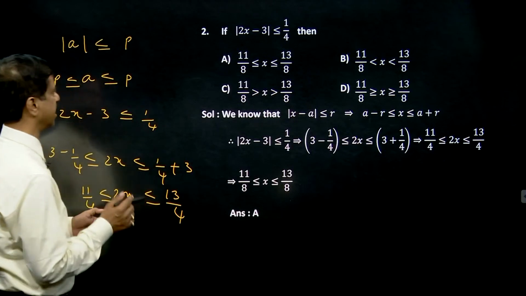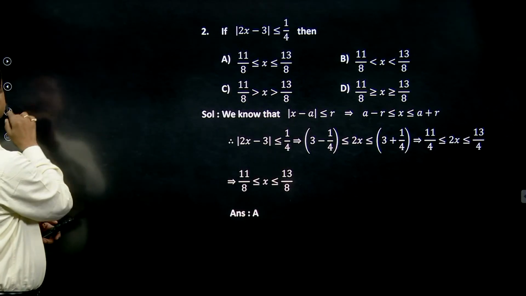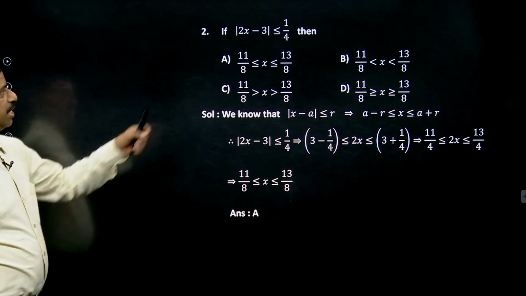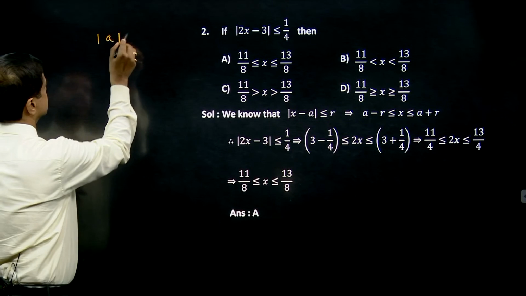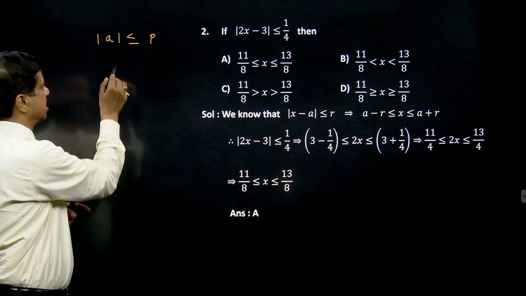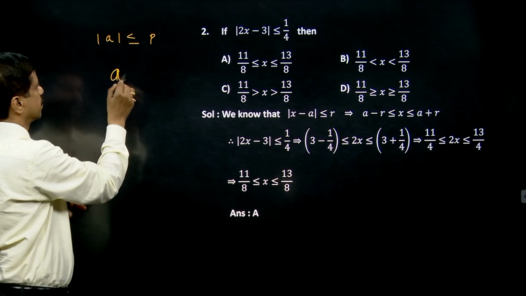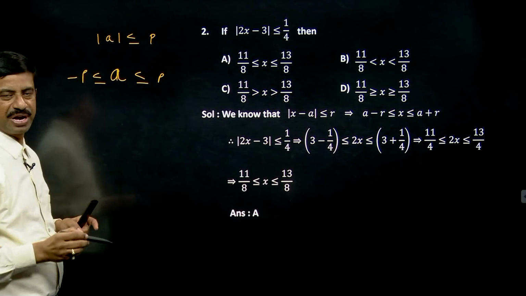Yes, children. Now look at this. See, suppose here if you take the same thing. So now look at this. See, this is instead of mod A is less than or equal to P. Suppose if this is there, we are writing this as minus P is less than or equal to A, less than or equal to P. That is what we have written.